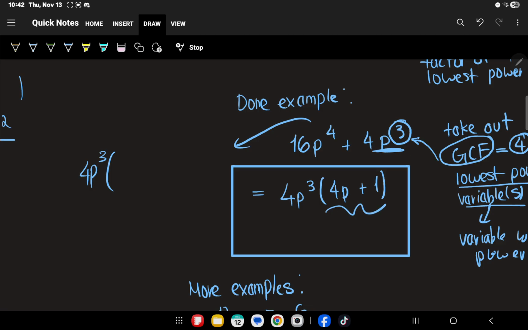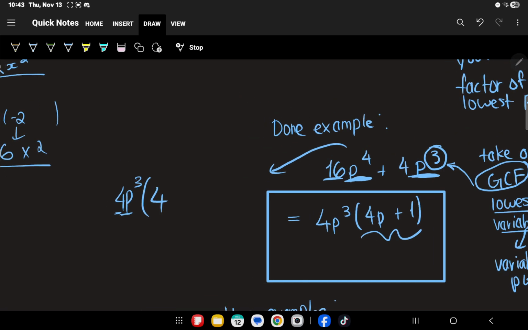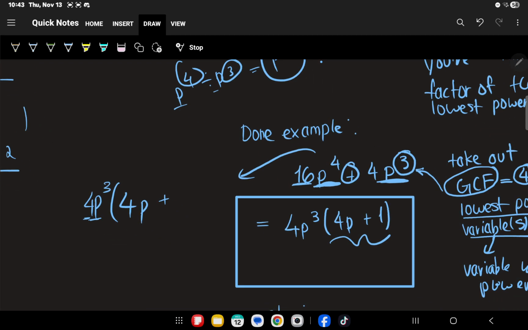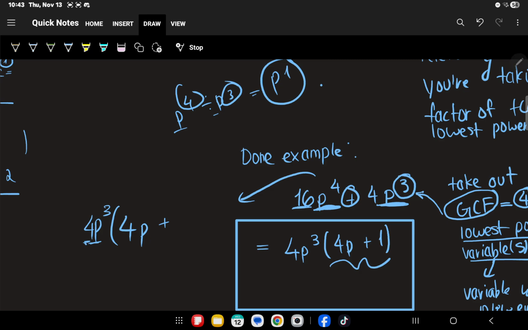Well, essentially, instead of multiplying like we did in the last lessons, we're dividing now. So 16 divided by 4 is 4. And p to the power 4 divided by p to the power 3: as you remember from your exponent rules, it's the same base, so you subtract the exponents and it becomes p to the power 1. So it just becomes p. So 4p, then plus something, because this is a plus. Now you do the same thing: 4 divided by 4 is 1, and p cubed divided by p cubed is 1. So it's going to be 1 here.